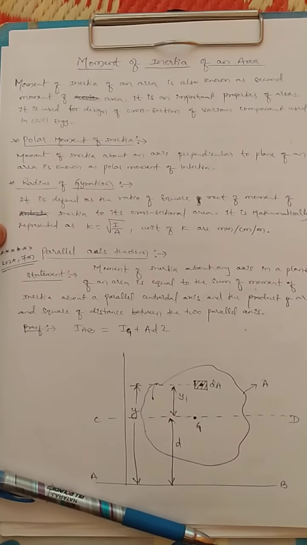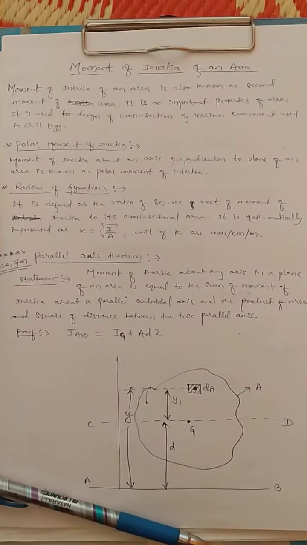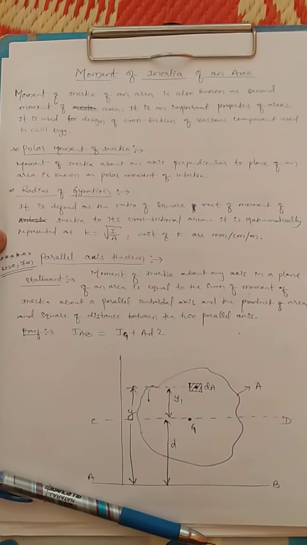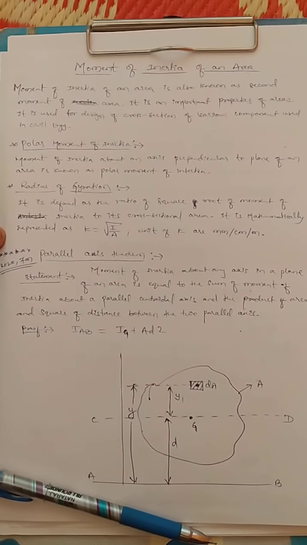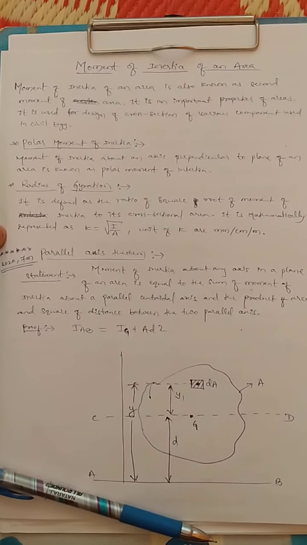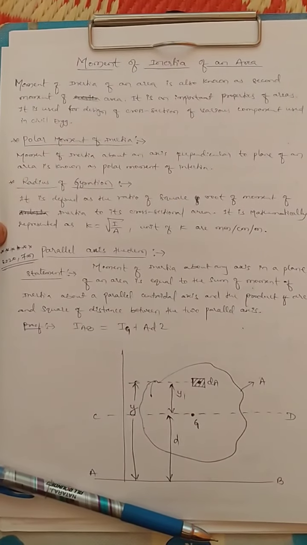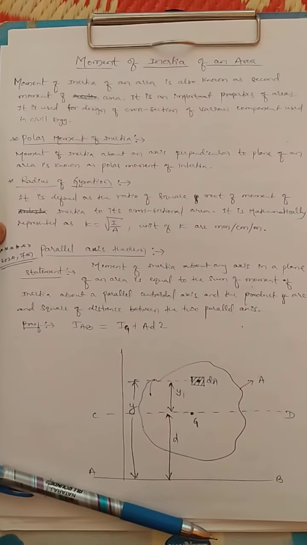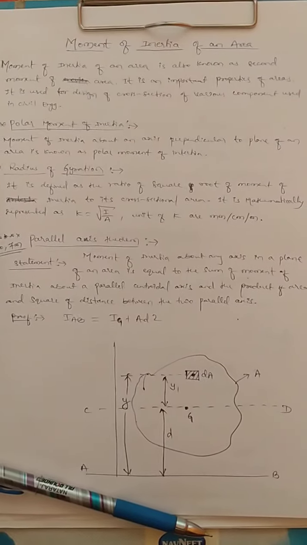Polar moment of inertia is defined as the moment of inertia about an axis perpendicular to the plane of an area. This is also called the perpendicular axis theorem. Both the perpendicular axis theorem and the polar moment of inertia are one and the same. Now the next terminology is radius of gyration.